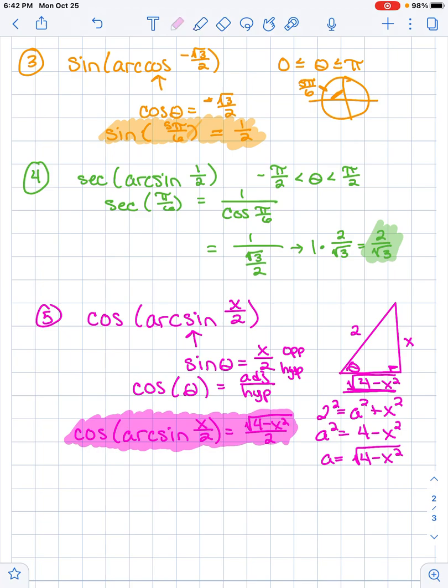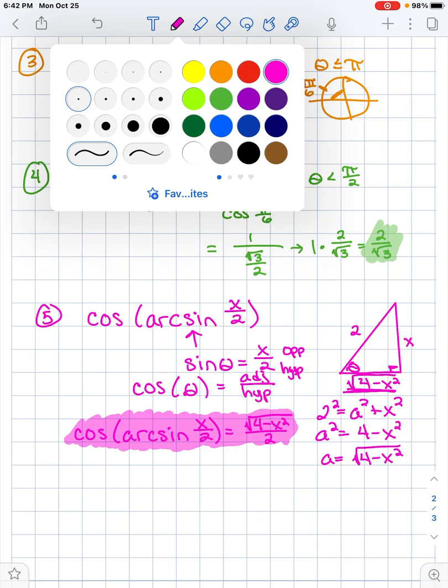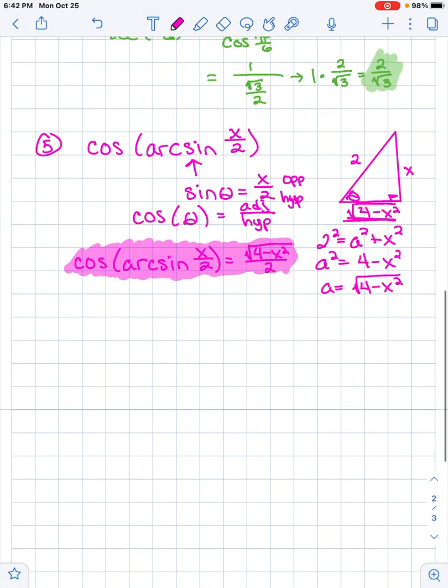I'm going to give you another one to try on your own this time. I'm going to stick with hot pink because it feels inspirational. I would like you to please calculate this one. Tangent of arc cosine of 3 over x this time. Take a moment, see if you can evaluate this expression.